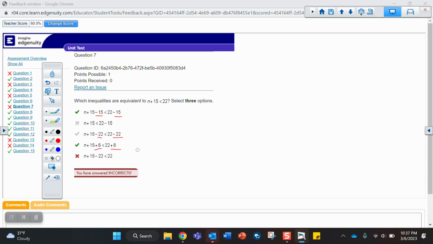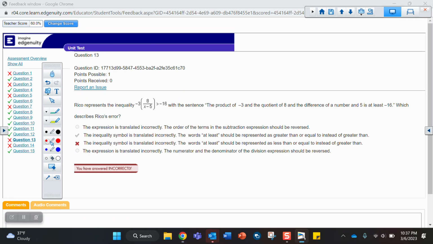Again, that's not a step we would take to solve it because it doesn't get us any closer to the solution. In this first red X, they've subtracted 15 from one side but not from both. And in the bottom one, they've subtracted 22 from one side but not from both. So here they're trying to get you to see that whatever you do to one side of an inequality, we always have to do to the other.